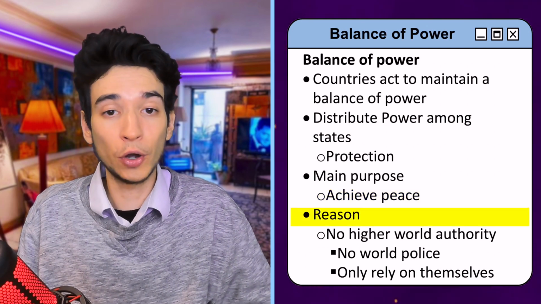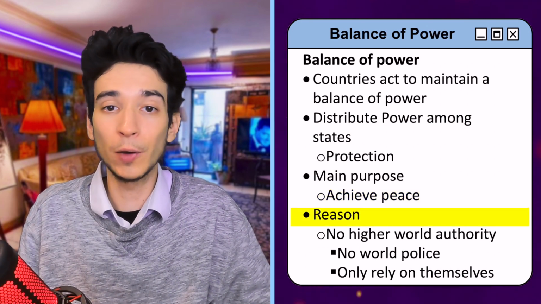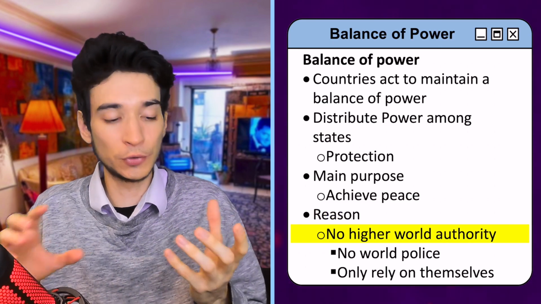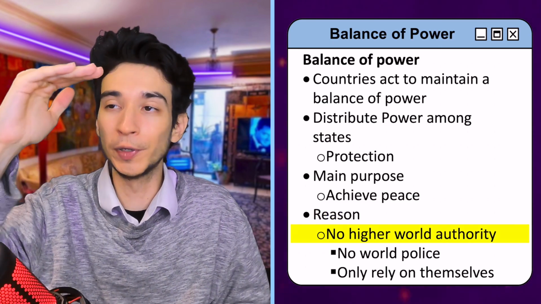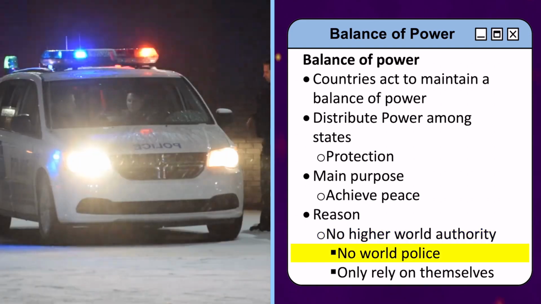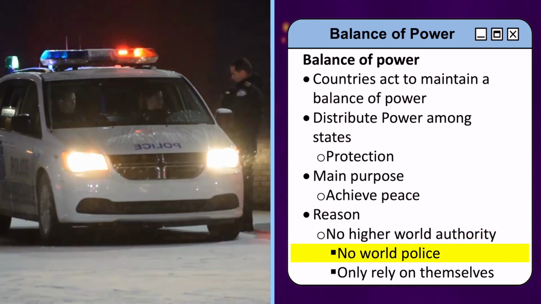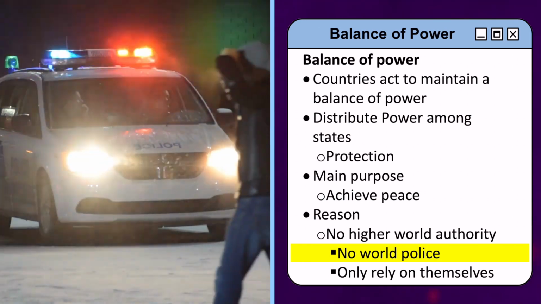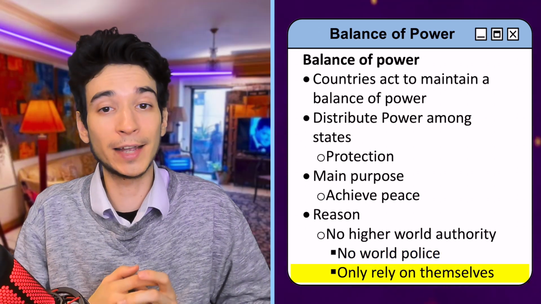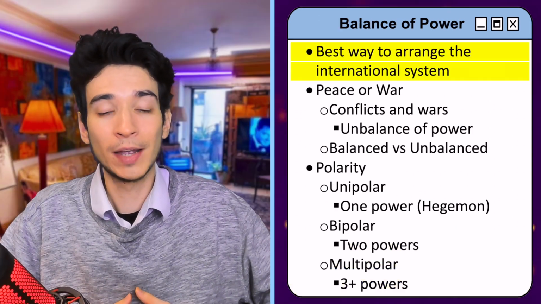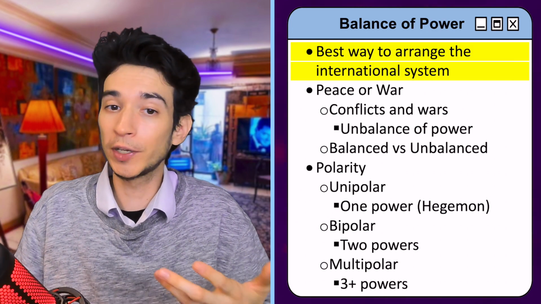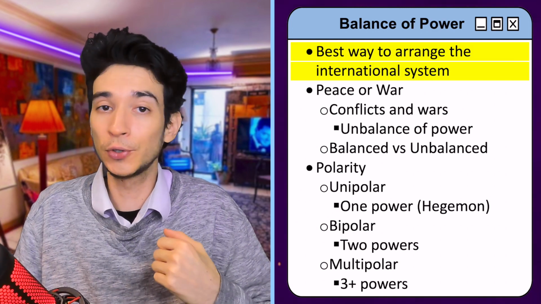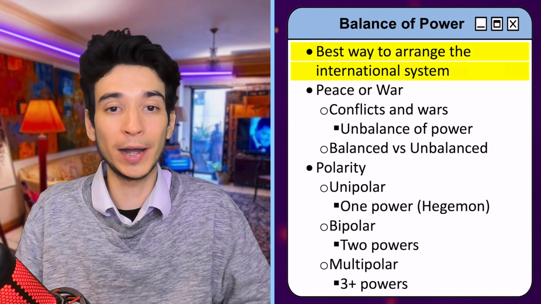And the reason why countries need to maintain a balance of power is because there is no higher world authority above countries. So there is no world police that assures that it will come and help a country during a war. So countries can only rely on themselves. So many argue that countries should actively pursue and maintain a balance of power.